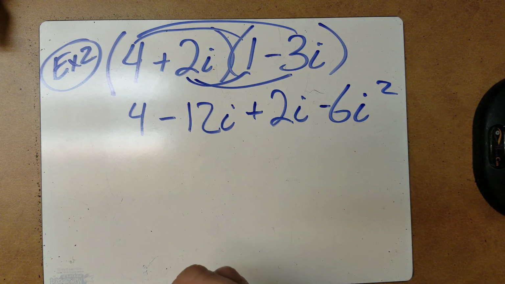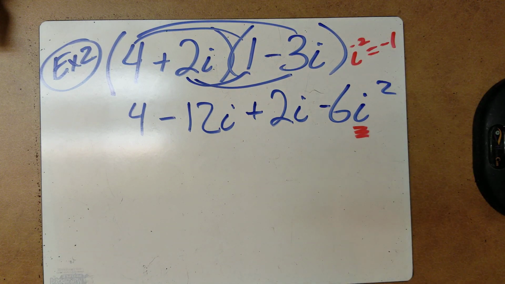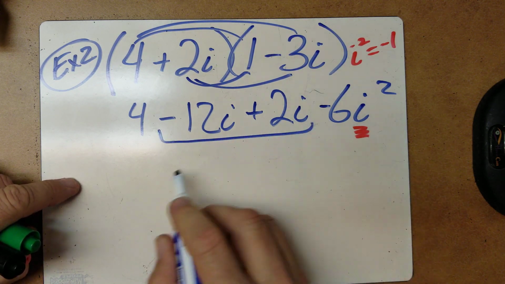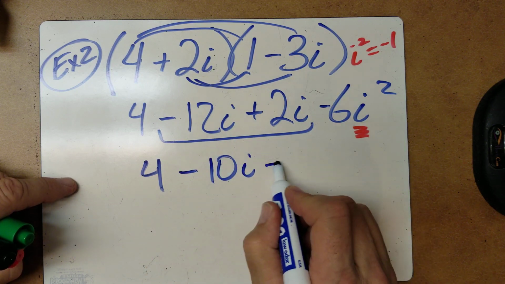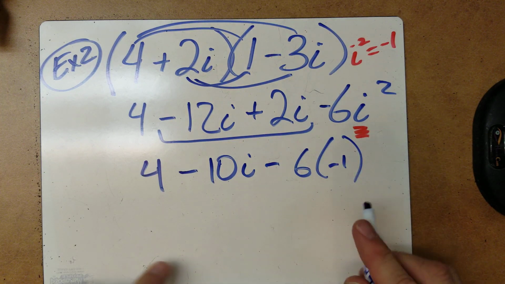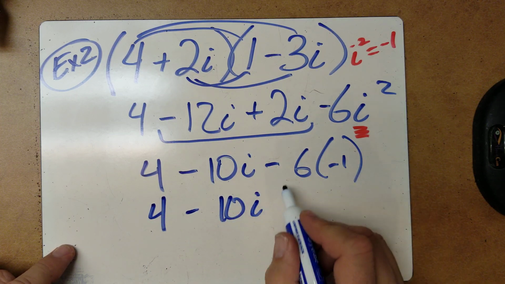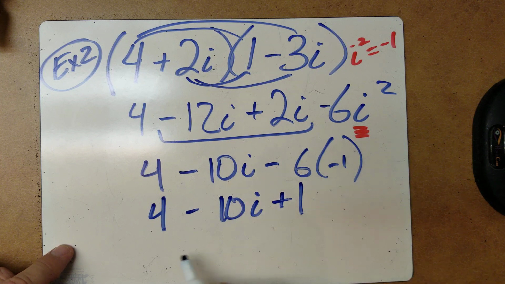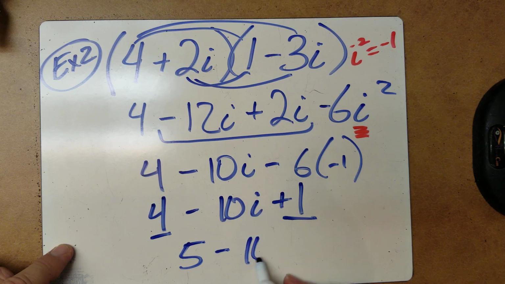Wait a minute, dude. Did you just hear me say i squared? Boom. What does i squared equal? -1. So I'm going to have to replace that, but I've got some combining like terms that needs to happen too. Look, I've got 4, -12i plus 2i is a -10i, minus 6, but instead of that i squared, I'm going to put a -1. And what does that do? Well, -6 times -1 is +6. I didn't expect that, but this is -10i. And now look, I need to combine these. I've got 4 plus 6, that's 10 minus 10i.